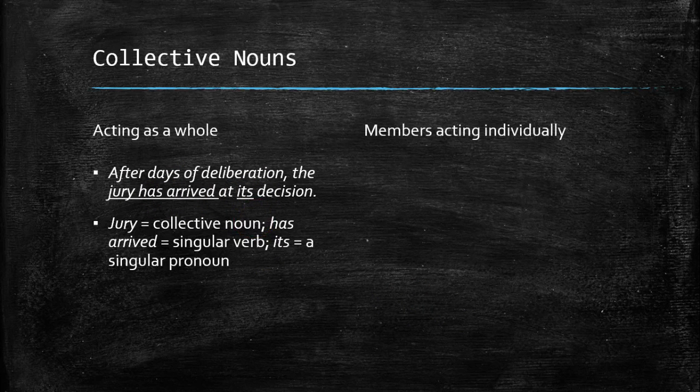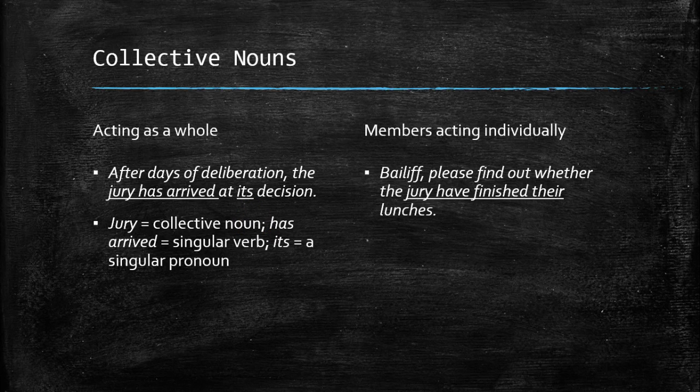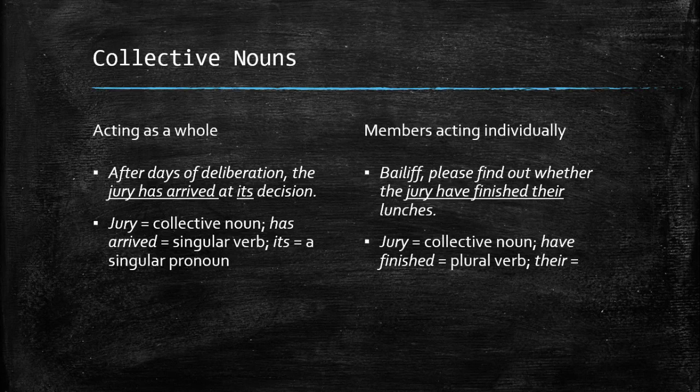Here's an example of the same noun used collectively in the plural sense, where the members are acting individually. Bailiff, please find out whether the jury have finished their lunches. Again, may sound kind of weird to our English-speaking, at least American English-speaking ears, but it's actually correct because here the jury is not acting as a whole unit. It is not just a group all working on one lunch. It is different people eating their lunches. And so we have to use the plural verb have finished and the plural pronoun their.